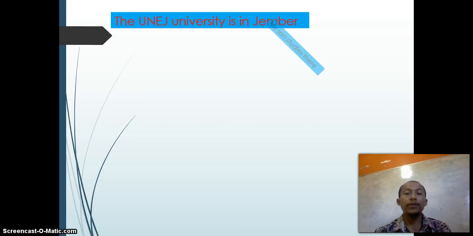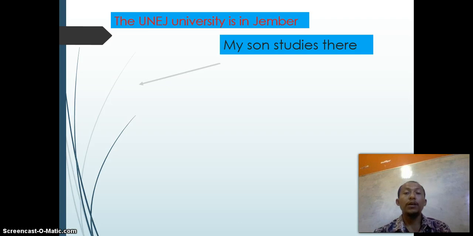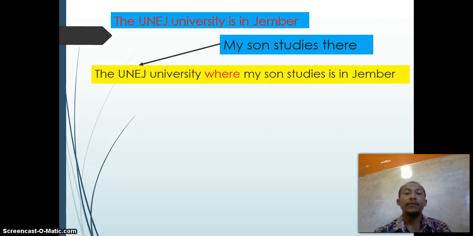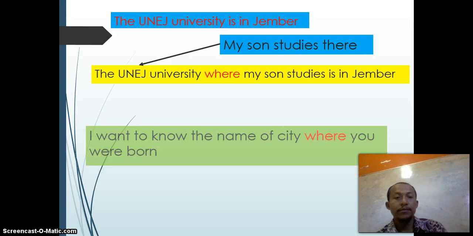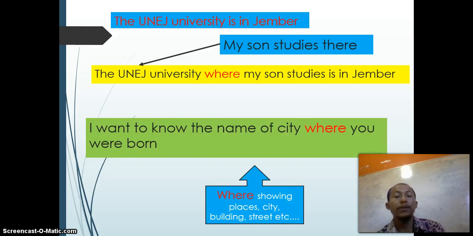Okay, now we are going to discuss where and when. The university is in Jember. My son studies there. So the university where my son studies is in Jember. So where shows the place. Where shows places, cities, buildings, streets, or tourism places, etc.